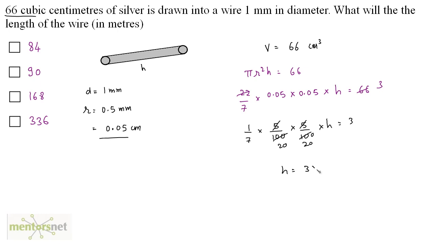So h is equal to 3 times 20 times 20 times 7. Right, so 3 times 7 is 21, into 20 times 20 is 400, and 21 times 400 is 8400, and this will be in centimeters. Now 8400 centimeters is 84 meters. So the length of the wire is 84 meters. That's option A.